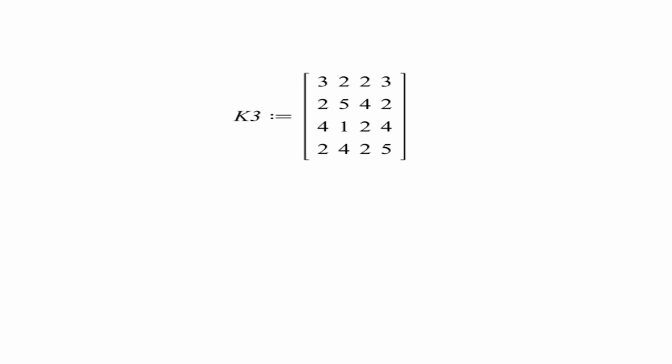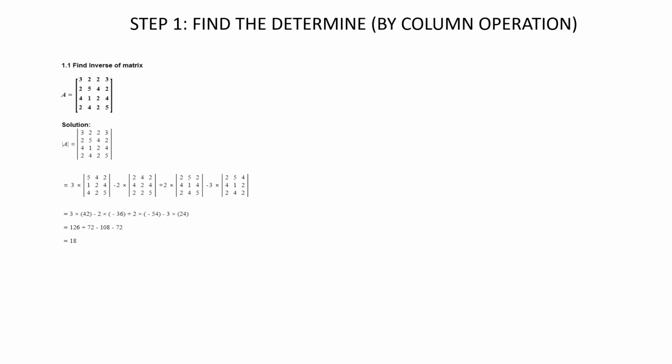Next, we will move to the K3 matrix. For the K3 matrix, you can use either the adjoint method or the ERO method. For this matrix, I will use the adjoint method. So, first step, you will need to find the determinant by using column operation. The determinant that we got after using column operation is 18.